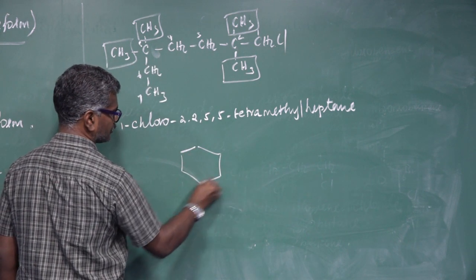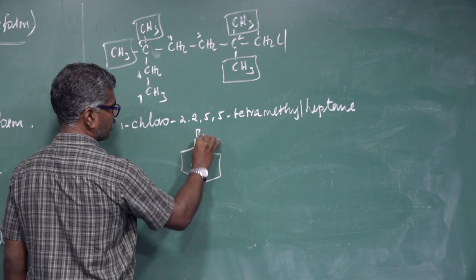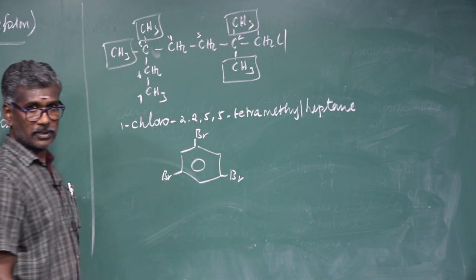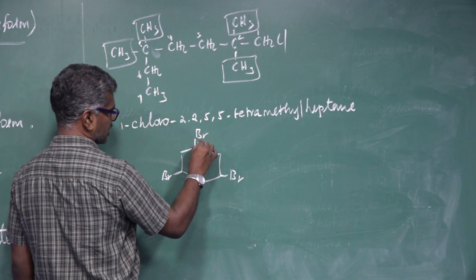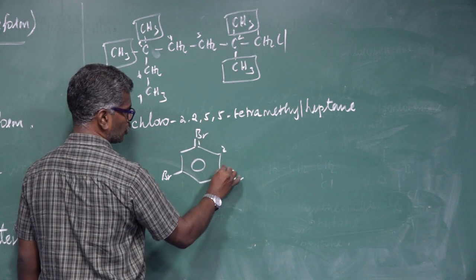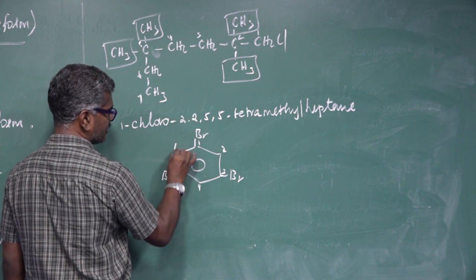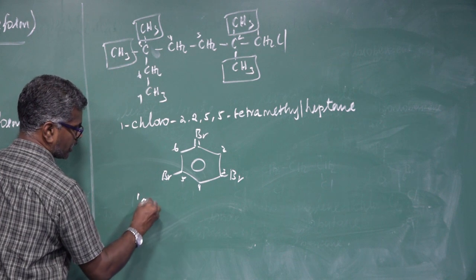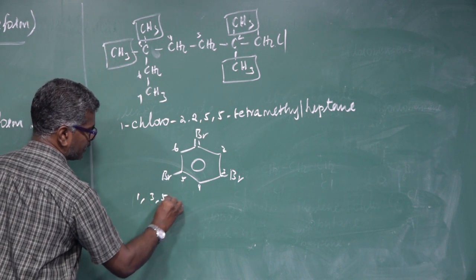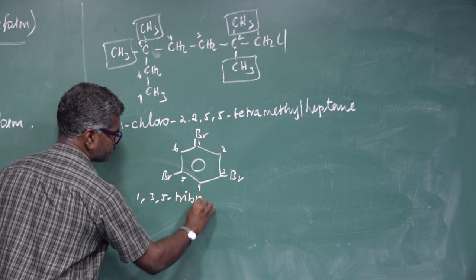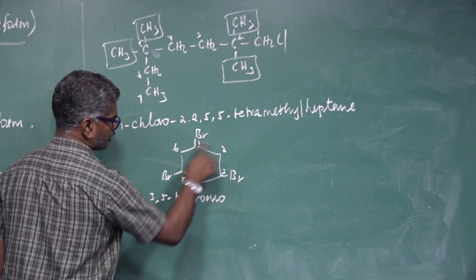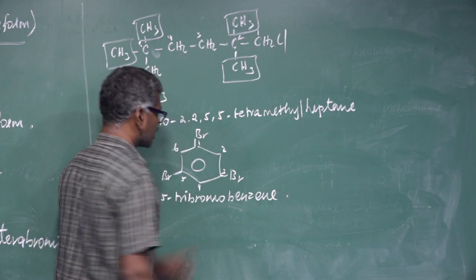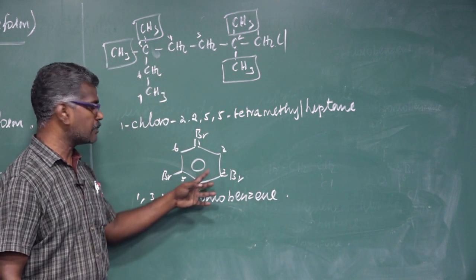Another one. Br is a bromine. How to give the number? From any one of the substituents: 1, 2, 3, 4, 5, 6. First, third, fifth. So 1,3,5. Tribromo. The name is benzene. This one is an example for a tri-substituted benzene.